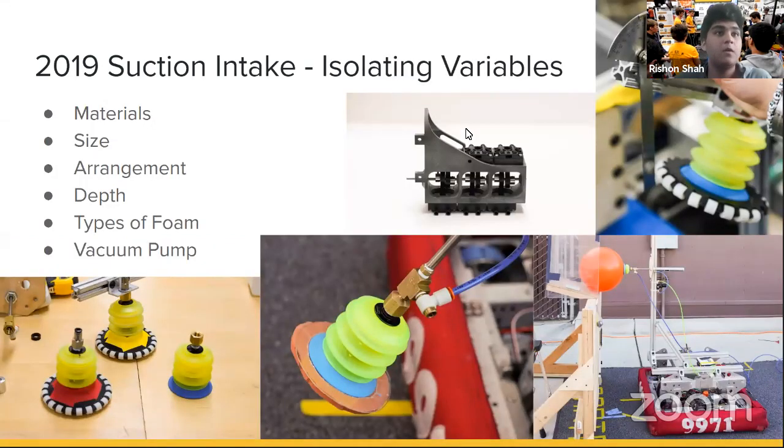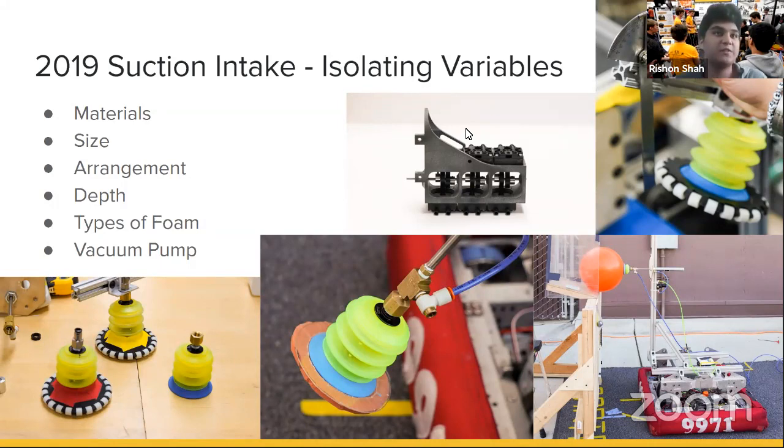So as we began experimenting with suction cups and got a better idea of the direction that we wanted to go, we were able to isolate the aspects of the suction intake that required more focus in the prototyping process. So for example, things like what kinds of materials would hold the ball better, the size of our suction cups, the arrangement of the cups, and some variables that came as we went even deeper into the prototype, like the depth of the cup, the types of foam we were using, how that foam was being attached onto the suction cups, things like that. And so these were just variables within the cups themselves.